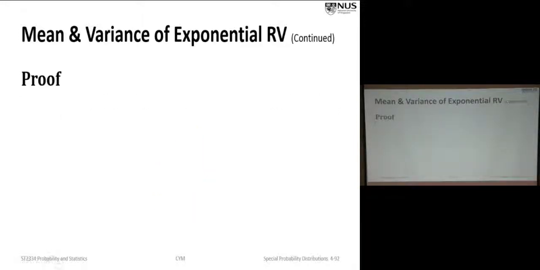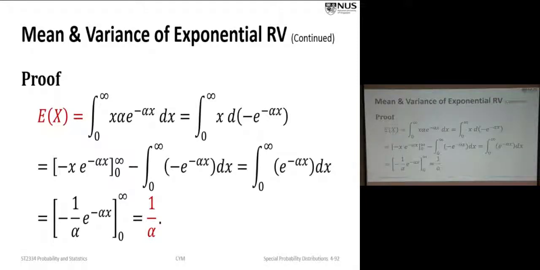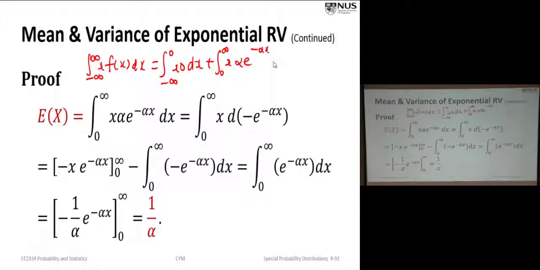Here again, just to illustrate how we can prove that. It follows from the definition: the integral from minus infinity to infinity of f of x dx, which breaks down to minus infinity to 0 of 0 dx plus 0 to infinity. Oh, sorry, we're talking about expectation. So multiply x times alpha e to the power minus alpha x dx. This part is 0, so you just have to work on this part.